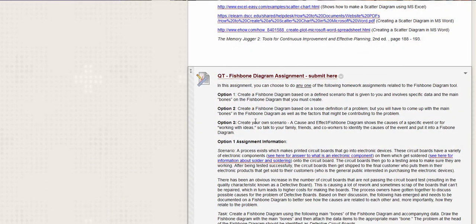So here's your assignment. Do any one of these options. Okay, create a fishbone diagram based on a defined scenario that is given to you. Option 1. Option 2, create one based on a loose definition, but you'll have to come up with it, or just create your own, which is kind of the same thing.